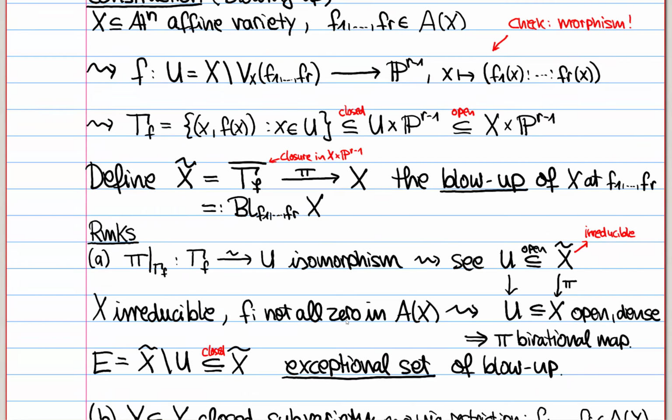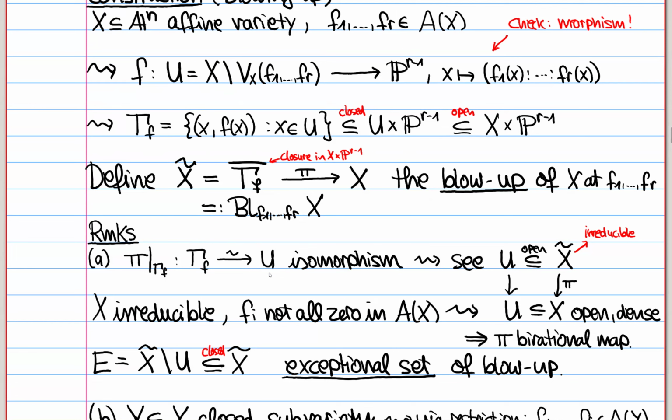So the first is that when we're still at this stage, we just look at the graph gamma f inside U cross P^(r-1). Then we can, of course, always restrict this projection to this subset gamma f, and then it lands in U.